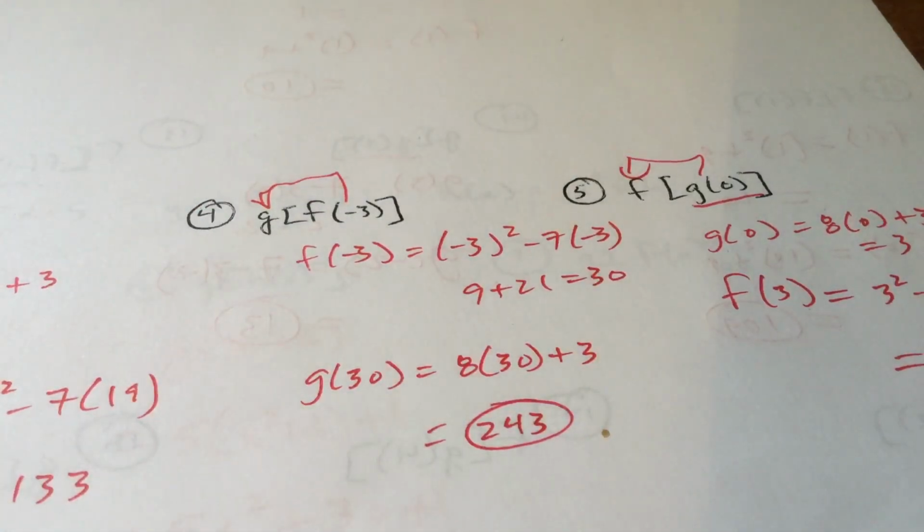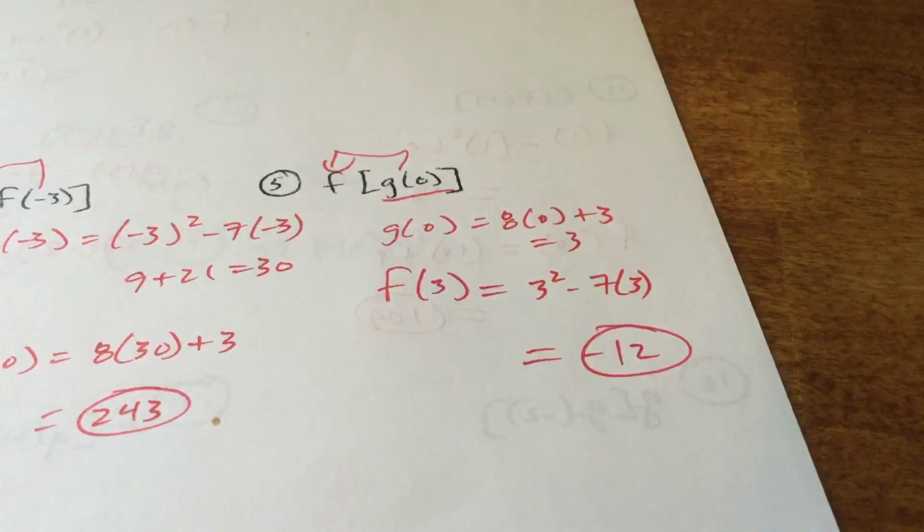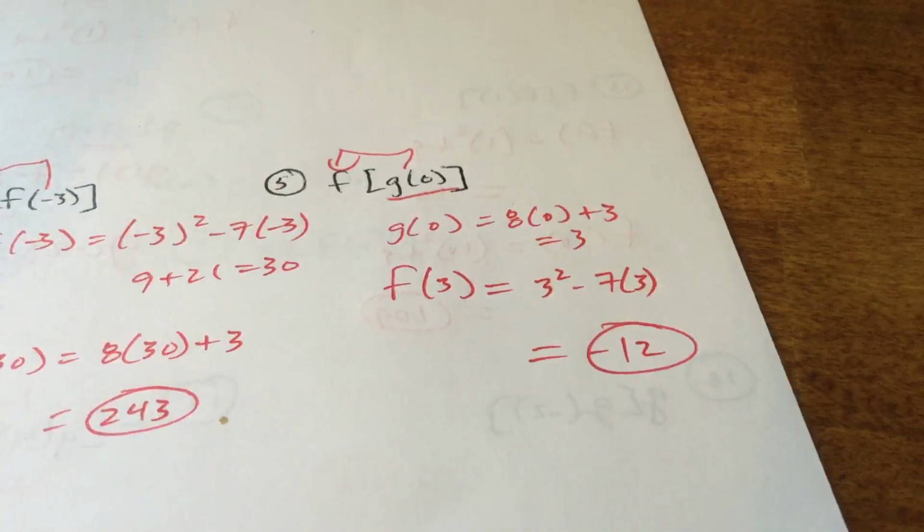8 times x plus 3. G of 0, so 8 times 0 plus 3 is 3. Then plug it into the f equation for x. 3 squared minus 7 times 3. And you're going to do all of page 4.